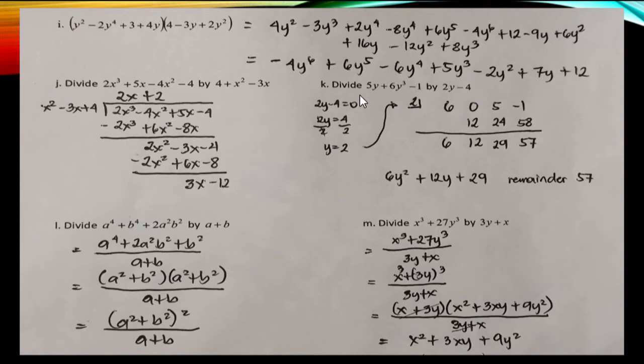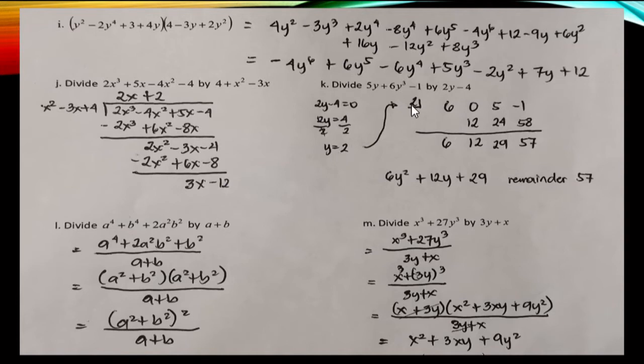Next, divide 5y plus 6y cubed minus 1 by 2y minus 4. So, this time, gamit ta og synthetic division. So, una, kaning 2y minus 4, pwede na to ni siya makuhaan og value ni y para ato ang mahimong i-multiply sa kada coefficient. So, to get the value of y, 2y minus 4, equate na to into 0. So, 2y may mo na equal to 4. Then, divide both sides by 2. So, that is why y is equal to 2.